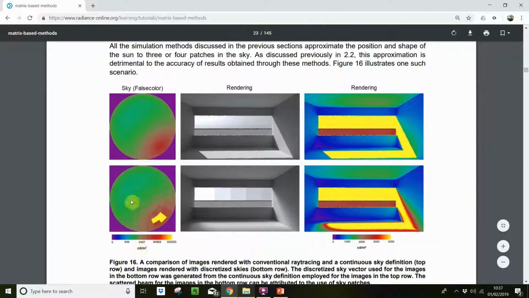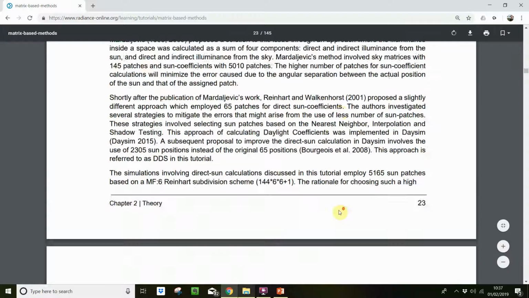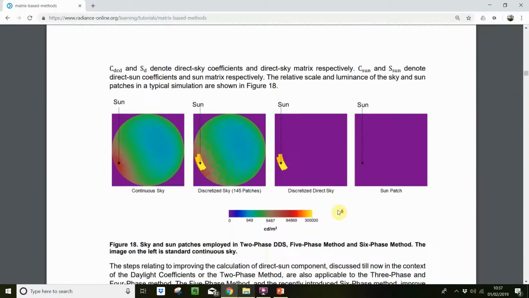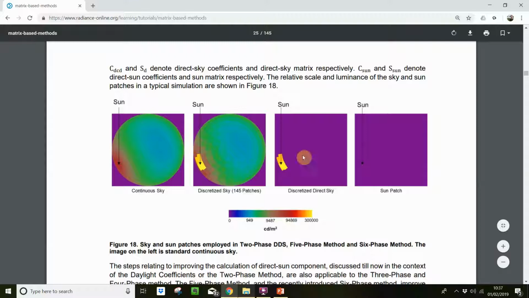But if you just do, I would imagine this is probably a 2-phase calc with a 145 sky division. You start to get that, and it gives you a very good idea of how the sun behaves, but it's not truly accurate. And what you can actually do is, there you go. That's how it's seeing the sun on a discretized direct sky, but in actual fact it should be that.